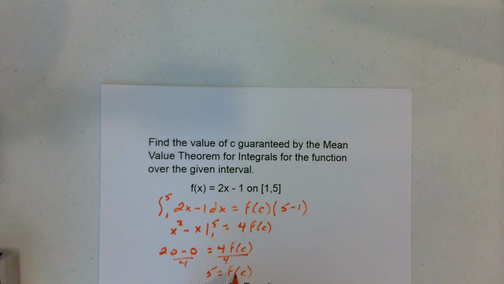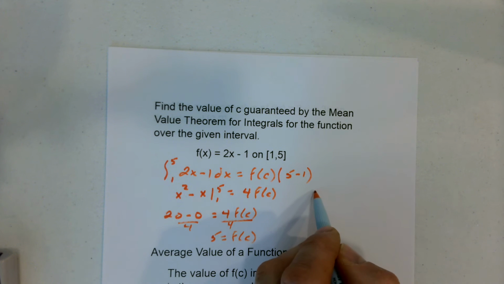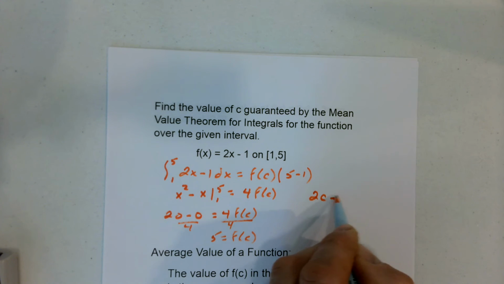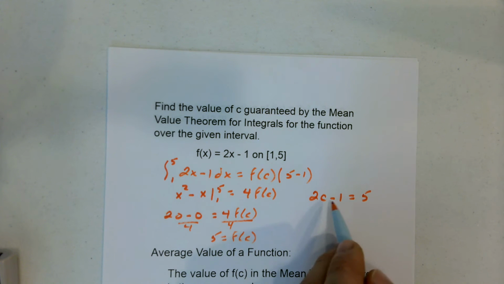So I want to know, when does f of c equal 5? Well, how do I find f of c? To find it, I need to go ahead and plug c in for my x values, wherever I see an x in my f of x function. So we have 2c minus 1 is going to equal 5. Go ahead and solve for c. We add 1 and divide by 2, so we get c equals 3.